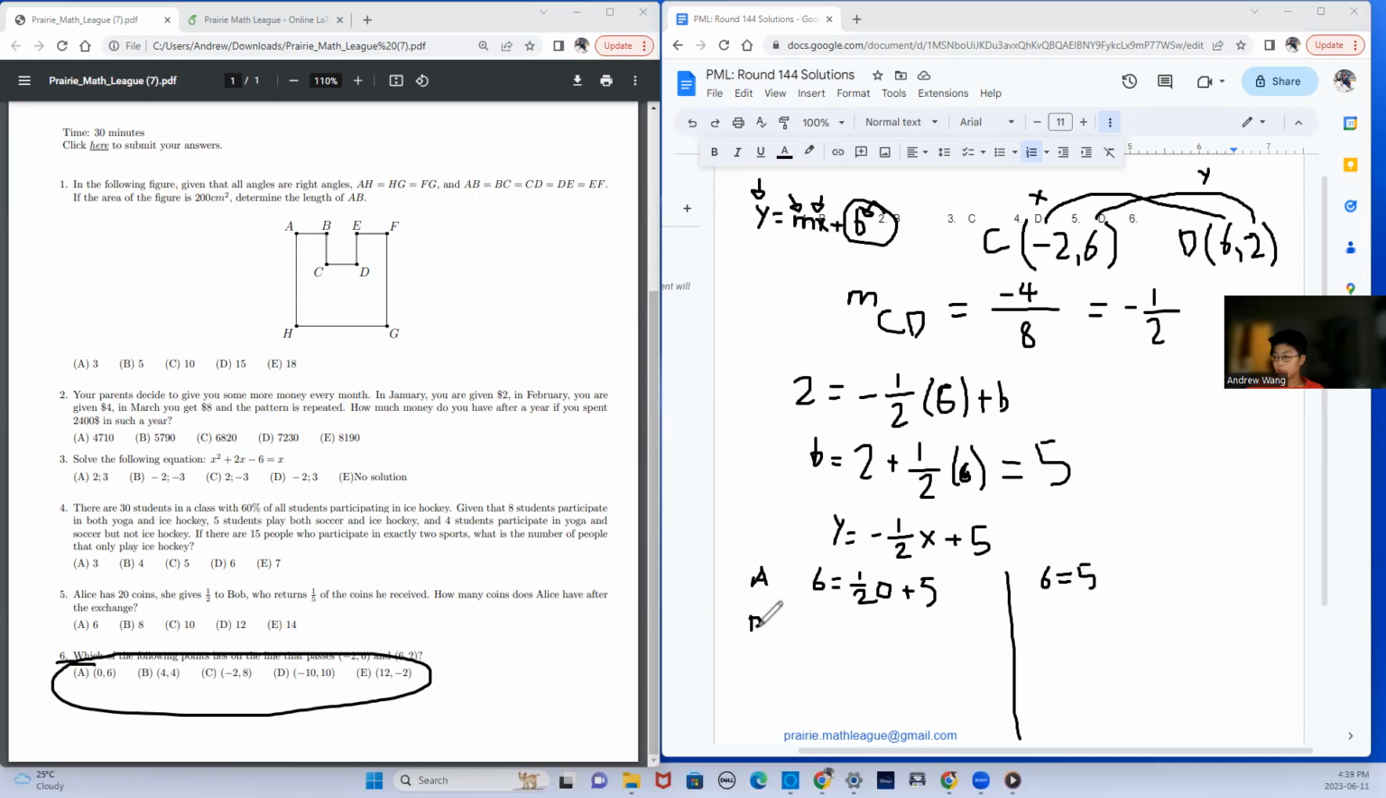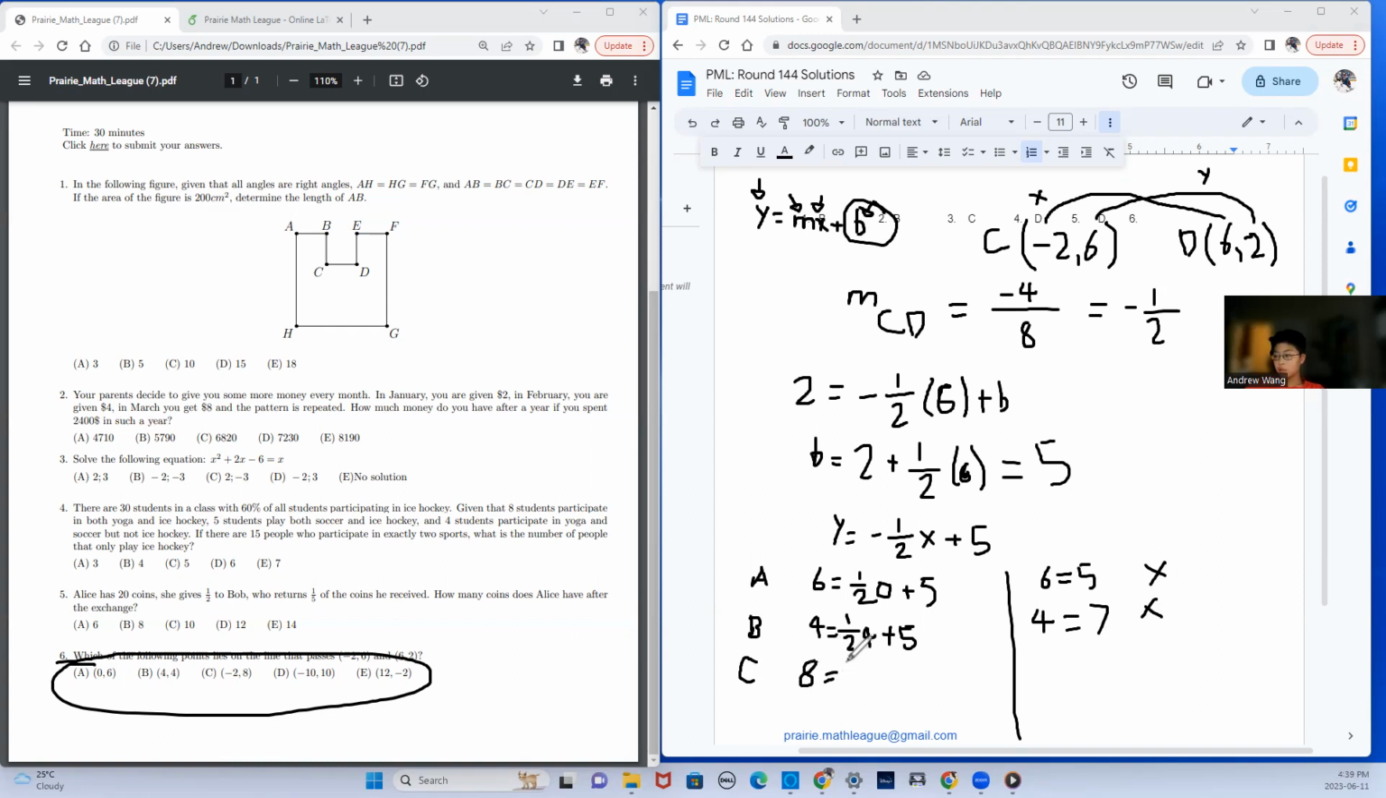Now let's check B. So B is 4, 4, so basically 4 equals half of 4 plus 5. And basically what you get after you solve that equation is that 4 supposedly equals 7. And that is also not true. So those are both incorrect. Now let's check for C.